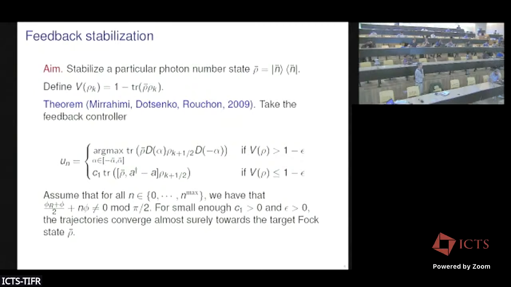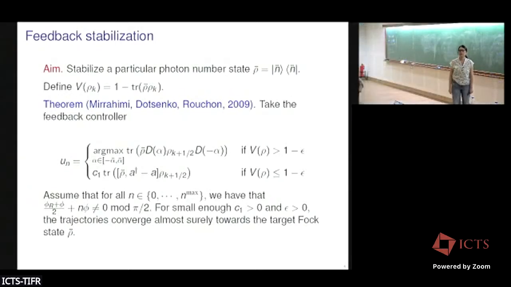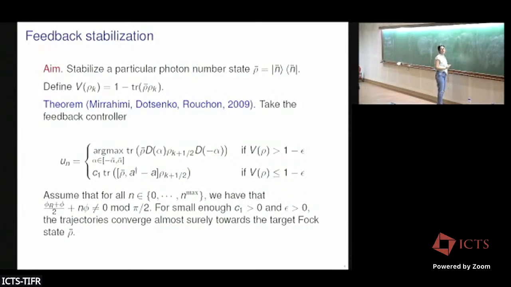If you don't know, for example, the mathematical steps to do, what is your intuition about stabilizing some particular photon number state? You know the dynamics. What is the natural thing to look at? For example, you can look at some distance between your current state and the target. Suppose that you want to stabilize some rho bar. So what is the distance between your current state and this target state?